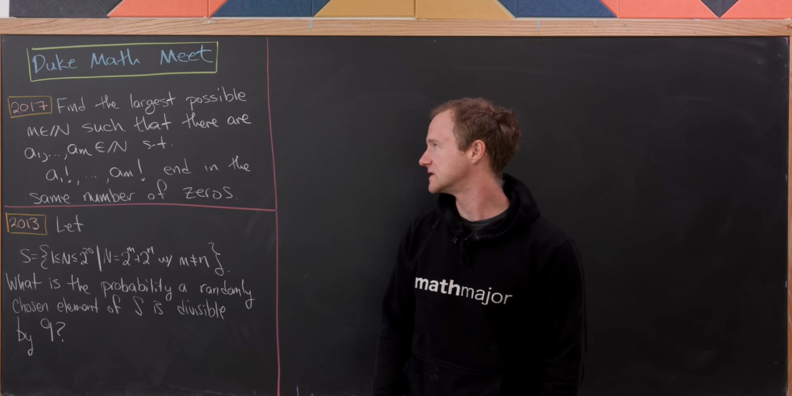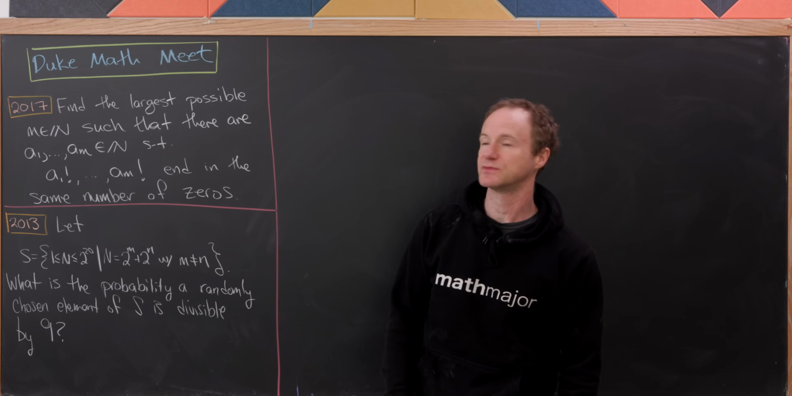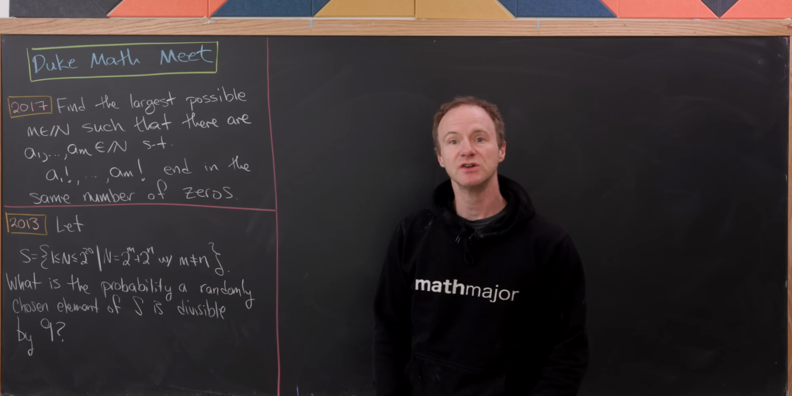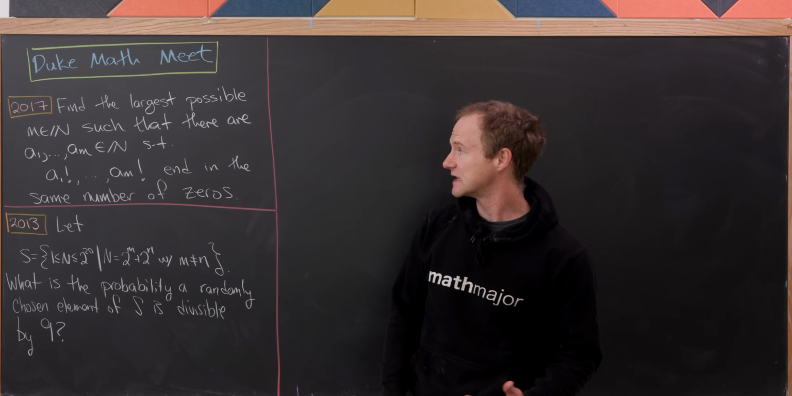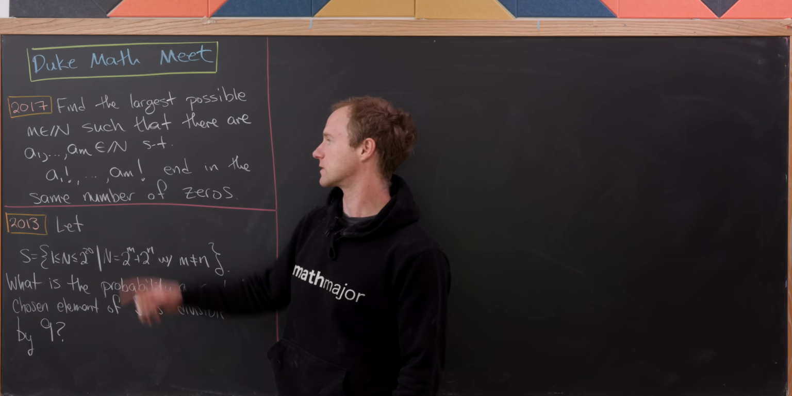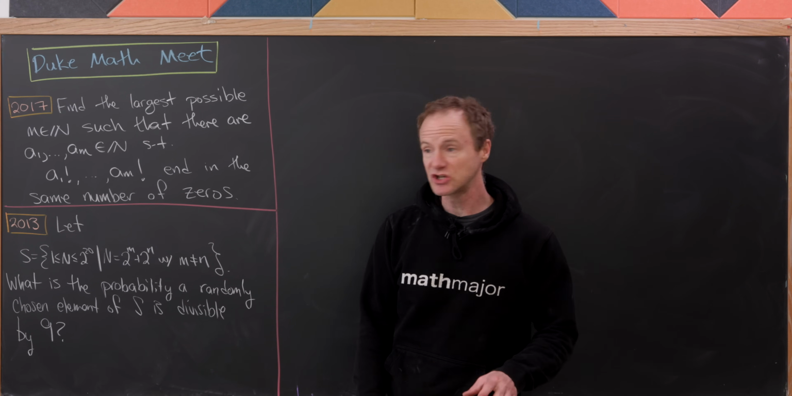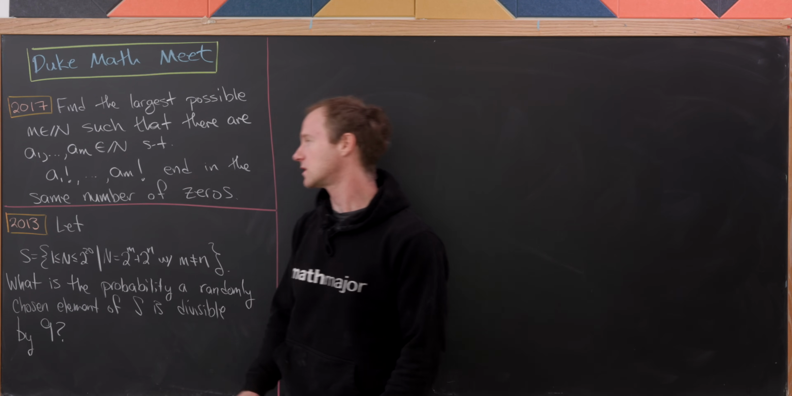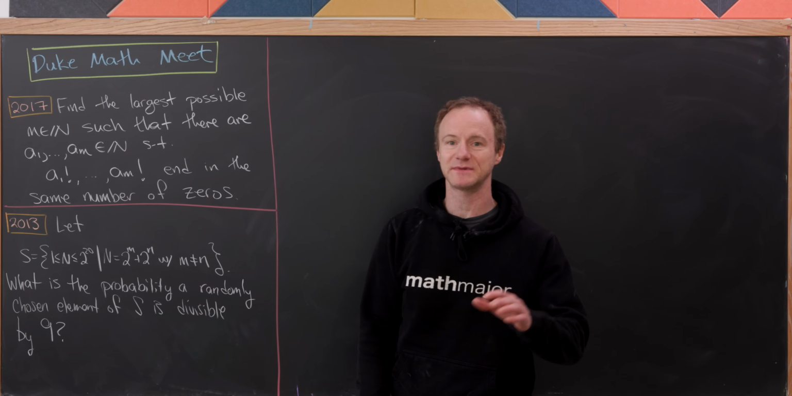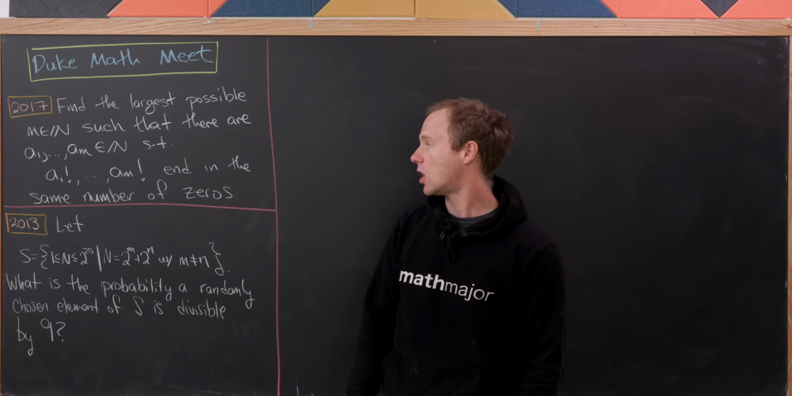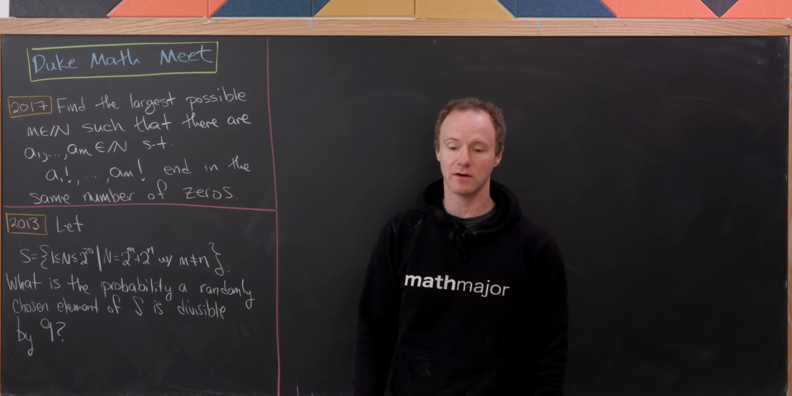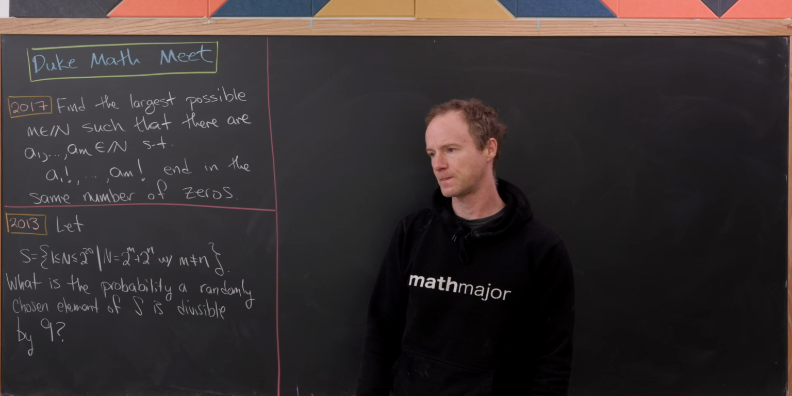So our goal is to find the largest possible natural number m so that we can find a list of m natural numbers, I'll call them a1, a2, up to am, such that a1 factorial, a2 factorial, all the way up to am factorial, all end in the same number of zeros.